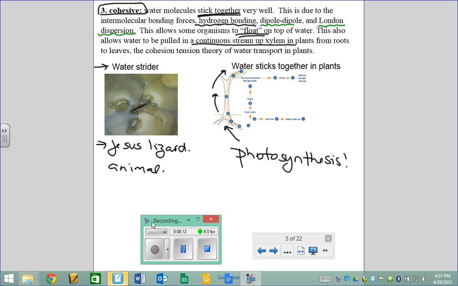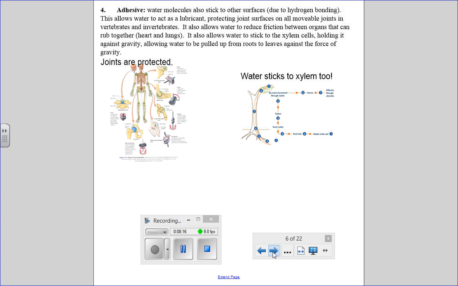Now, cohesive and the next one usually get talked about at the same time. Water is also adhesive. Water molecules stick to other substances, again, due to things like hydrogen bonding. So water can have these attractive forces between itself and another water molecule, or between itself and a different molecule. As long as they're both polar, they can have this force. This means water can act as a lubricant.